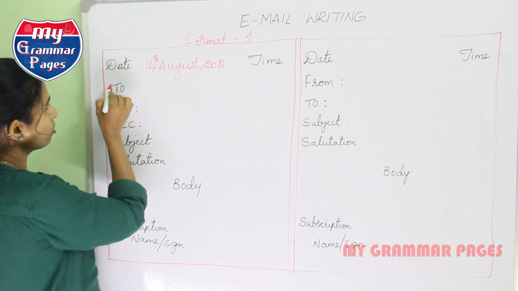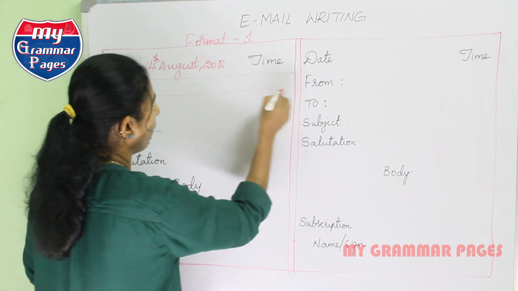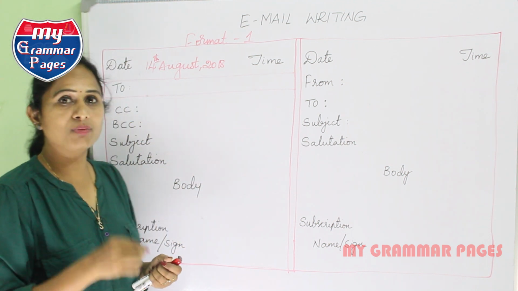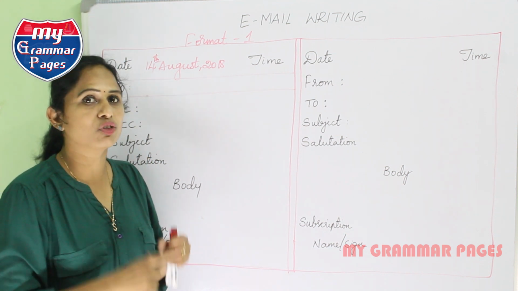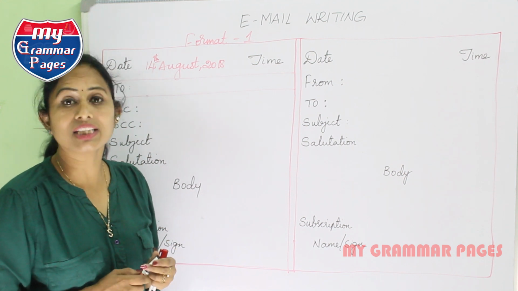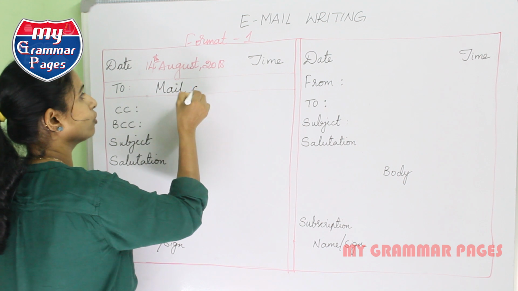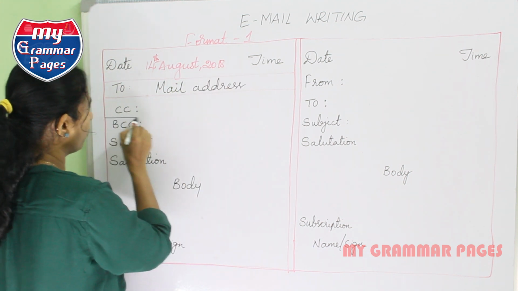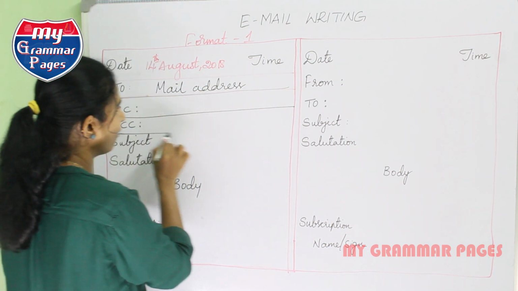And here comes the To. Put this To address in a separate box. Just like in normal letter writing, we are not going to write the complete address of the recipient. As this is a mail, we need to give only the mail address of the person. Here comes the mail address of the recipient. And here we are going to draw one more box for CC, and here we have BCC.